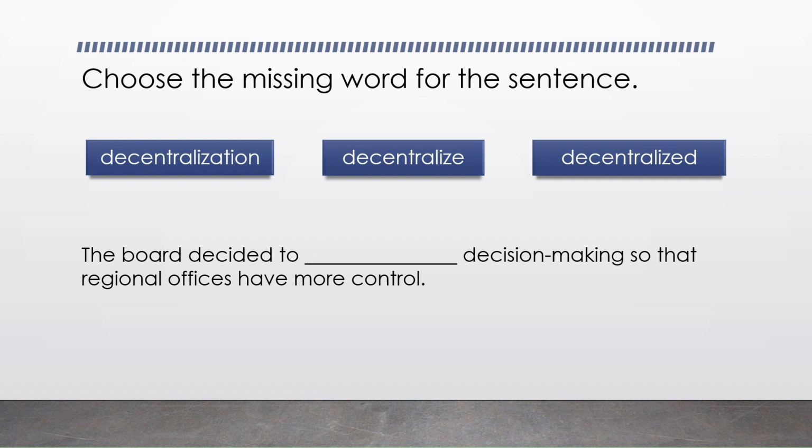Okay, here we go. The board decided to decentralize decision making so that regional offices have more control. And decided to, many times, we're going to see decided to plus verb. In English, decided to plus verb. And decentralize is a verb.